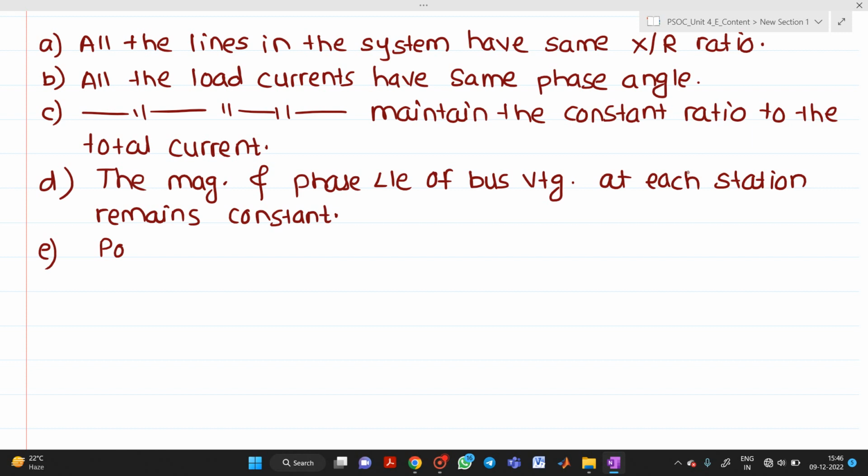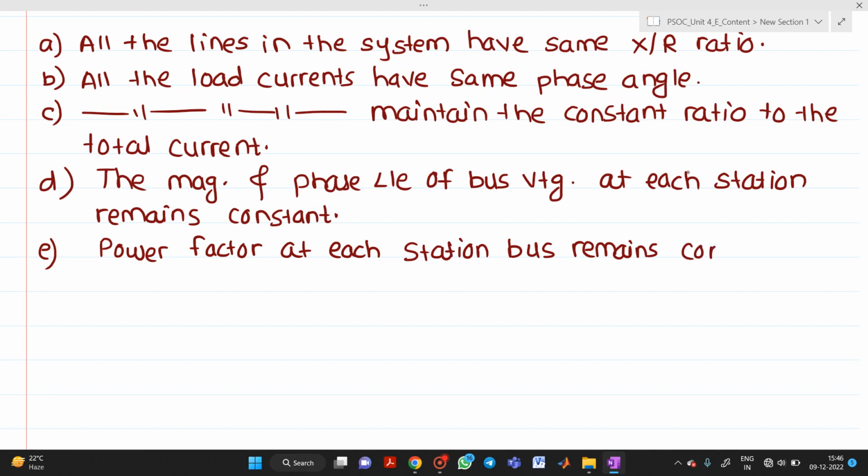Next, the power factor at each station bus remains constant. So what are the assumptions that we have discussed? All the lines should have the same x by r ratio, all the load currents should have the same phase angle, they should have a constant ratio with the total current, the magnitude and phase angle of the bus voltage at each bus station remain constant, and the power factor at each station bus remains constant.